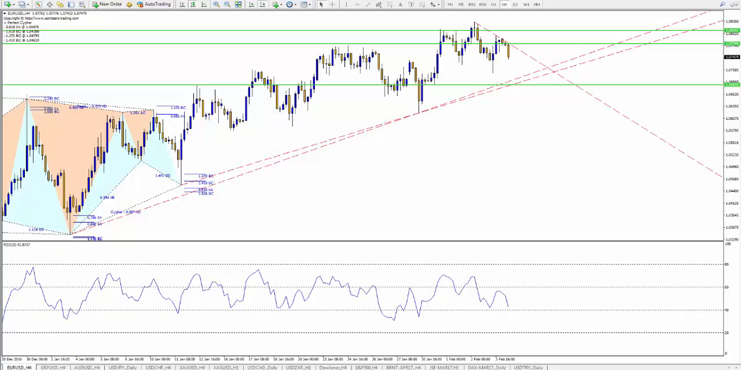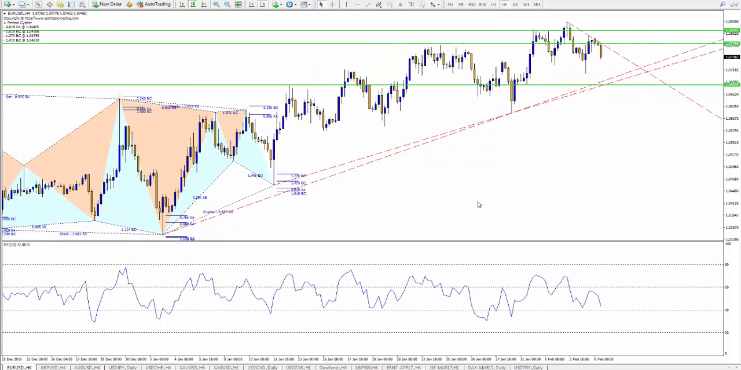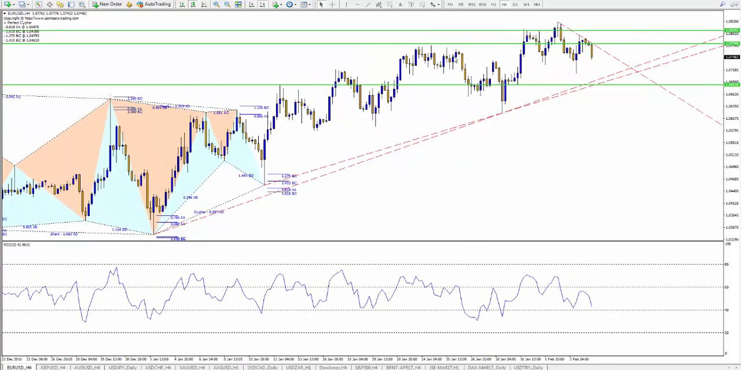Right, hello everyone, and let's start our technical analysis for the week, 6th of February. Let's take a look at the euro dollar straight away. Now, euro dollar, as you know, we're making higher highs and higher lows. So we have a trend going up.